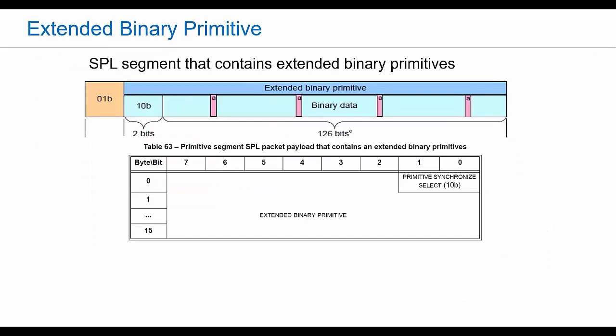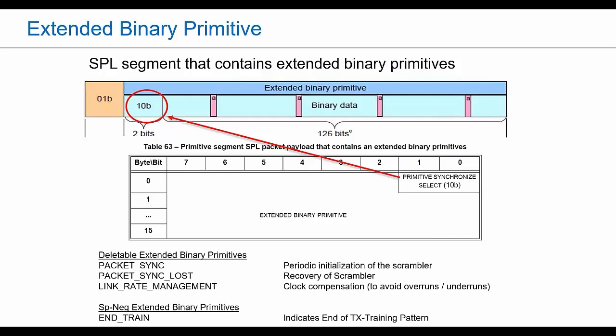Okay, lastly, extended binary primitives. There are just a few of these. Again, they use this primitive synchronized select field here, which is set to 10, that identifies that it's an extended binary primitive, okay? These are always 4 DWORDs in length, so only one extended primitive will fit in a segment. And there are only 4 of these defined so far. You know, they might define more, but currently just the 4.